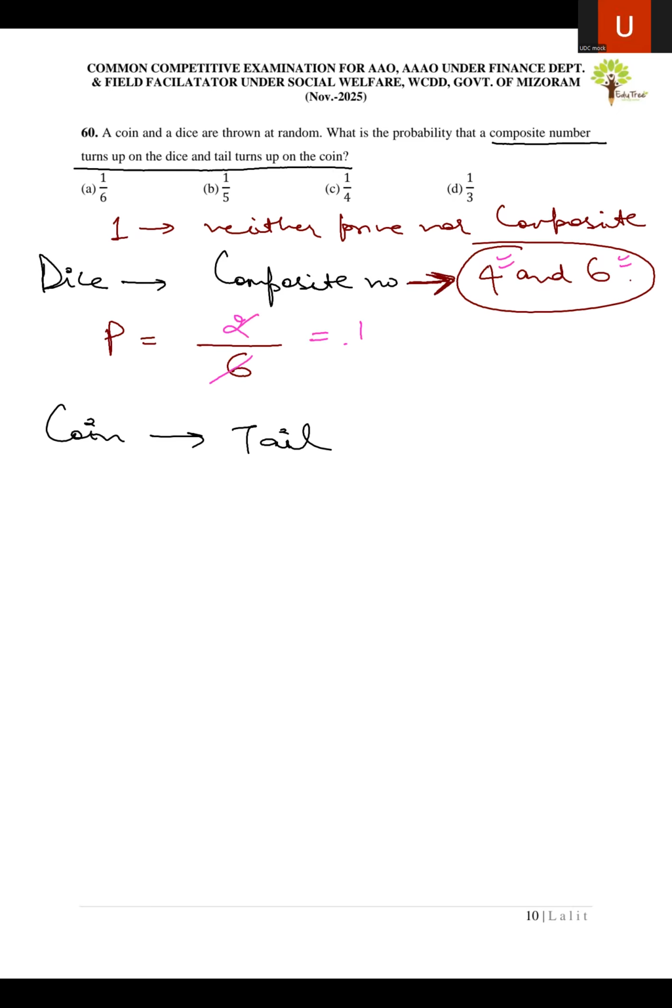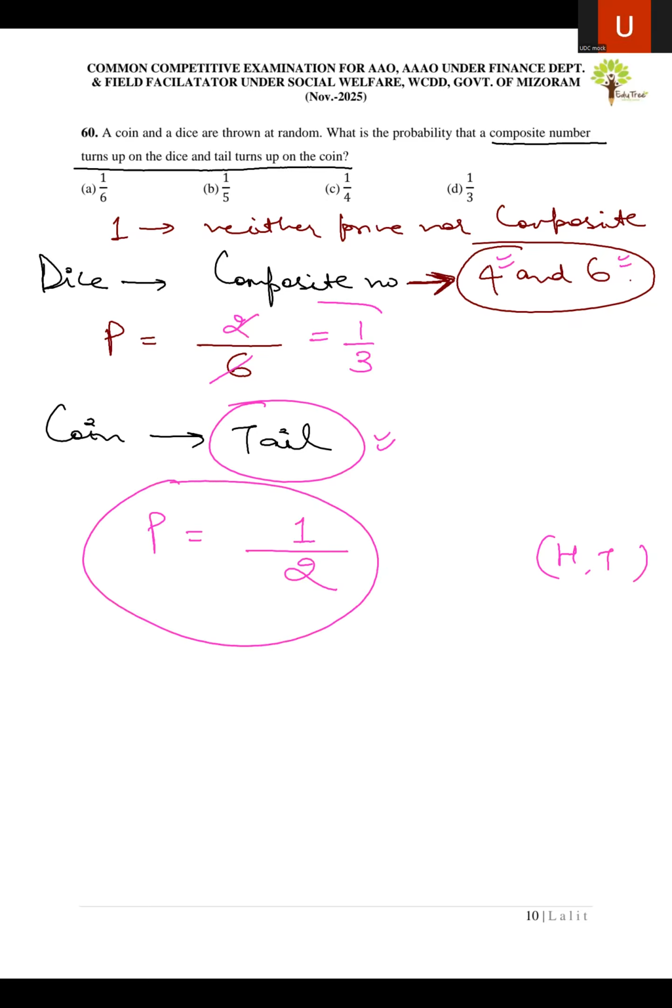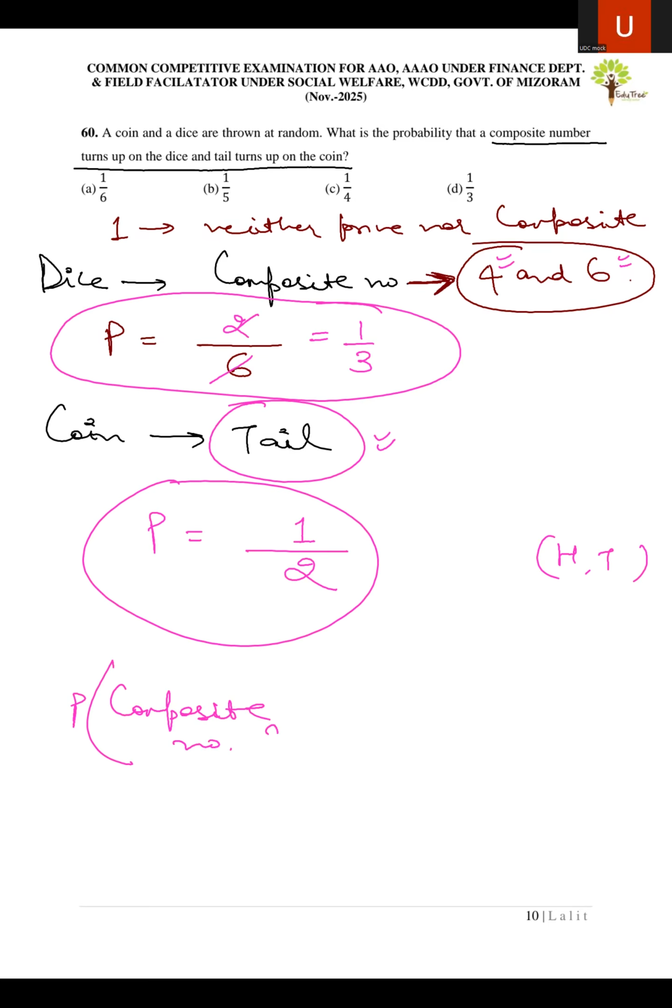All right. Now, what is the probability of a tail? So first of all, what are the total outcomes in a coin? Total outcomes in a coin are head or tail. That is two outcomes. Out of this, what is the probability of tail? Only one. So probability of tail is 1 by 2. Probability of composite number is 1 by 3. They're saying what is the probability of composite number and tails? So it is 1 by 3 multiplied by 1 by 2. So the answer is 1 by 6. All right. That is the answer for this one.